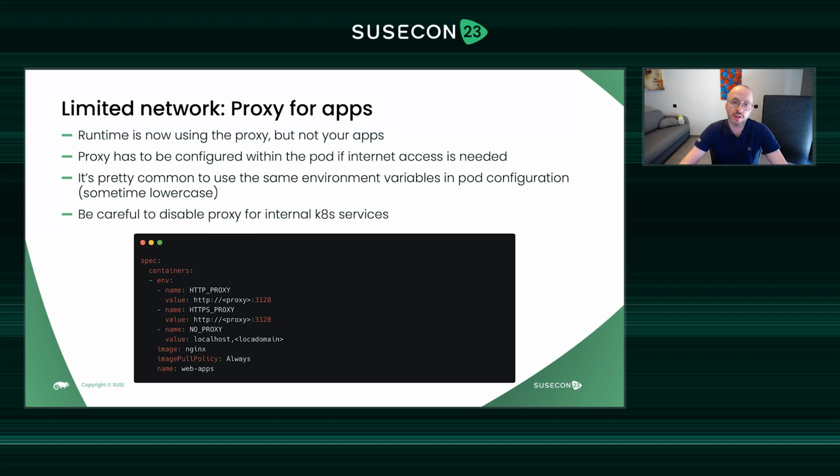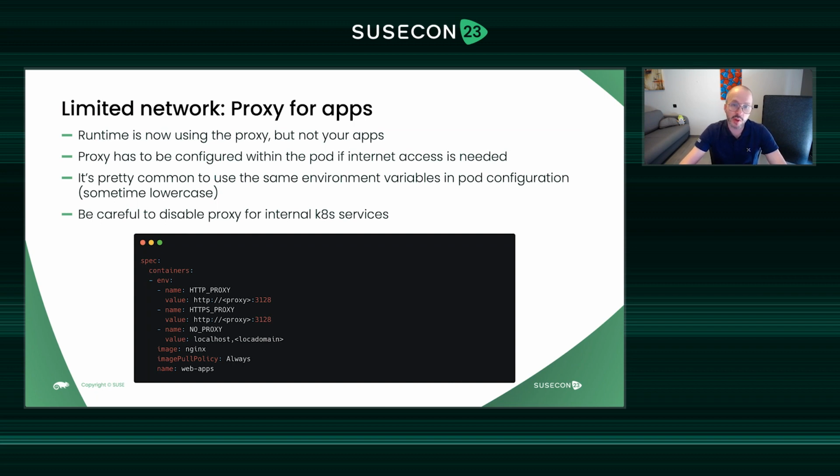Usually the approach is the same. You need to define some environment variables inside the pod configuration. So globally, inside the YAML file, inside the containers section, you need to have some env and define the specific environment variable. Sometimes we need to take care, because depending on the apps, they are not using exactly the same syntax for environment variables. Sometimes HTTP proxy will be lowercase or uppercase. It depends on the apps.